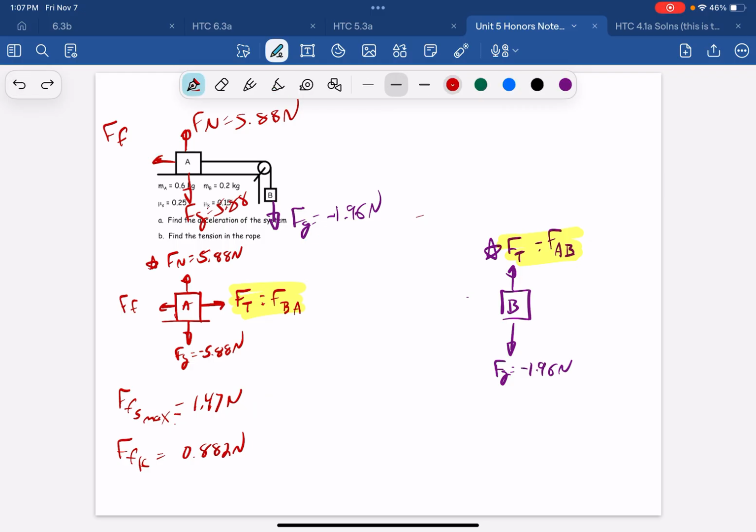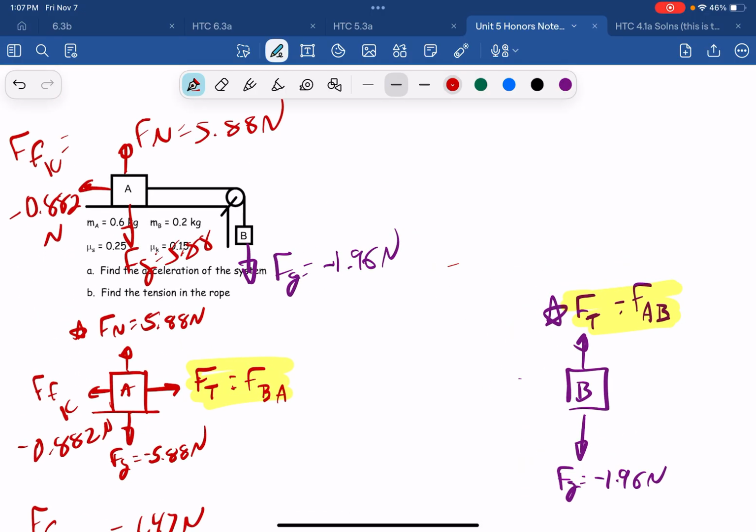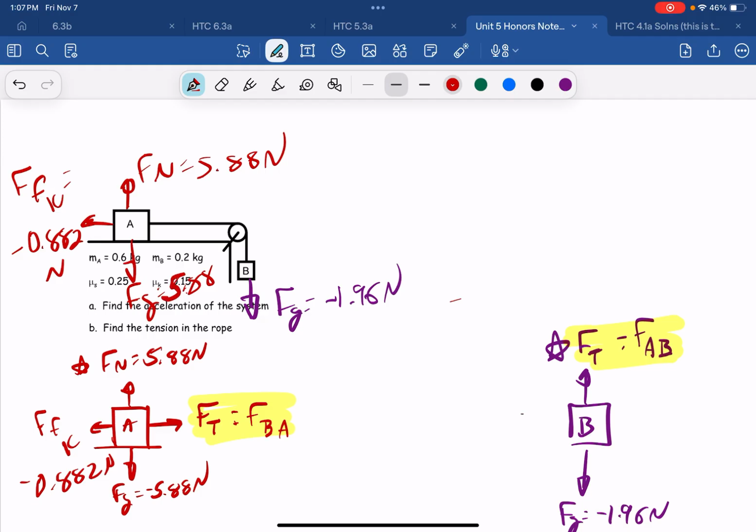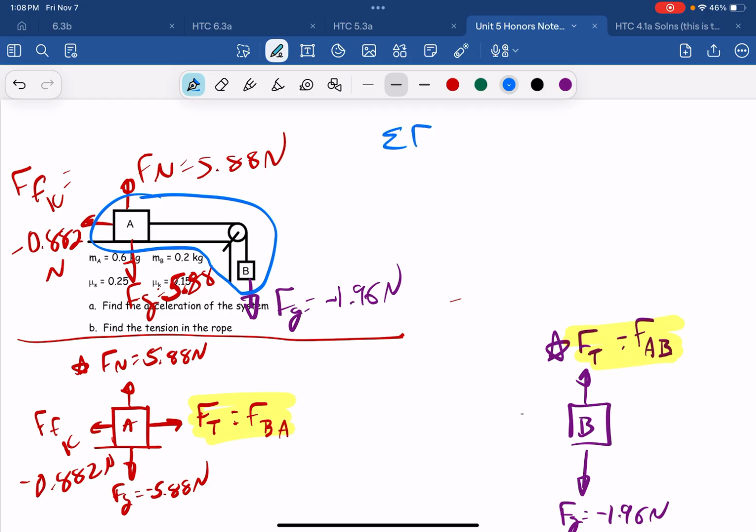Okay, so here we go. This is kinetic friction, negative 0.882 newtons. And over here, kinetic friction is negative 0.882 newtons. Sorry, I got a little cluttered here. All right, so for this two-object system, those are all my forces, because the only other force is tension, which is internal, so I can find my net force.